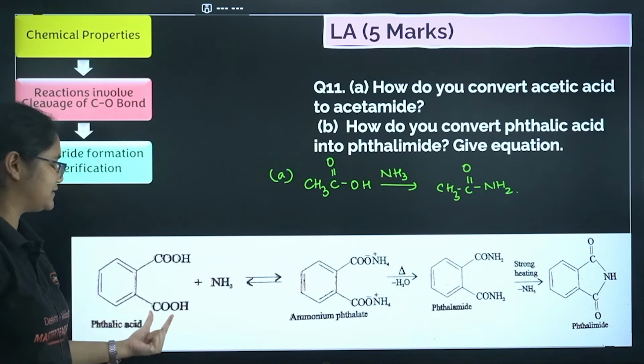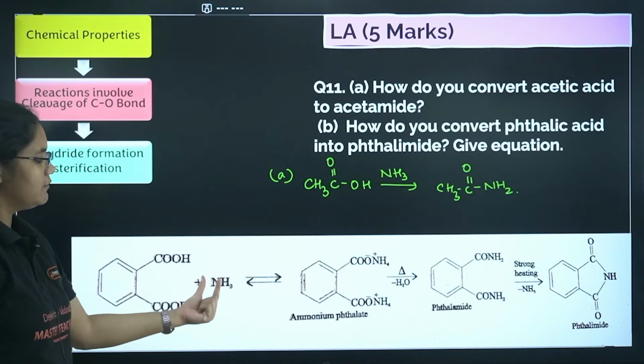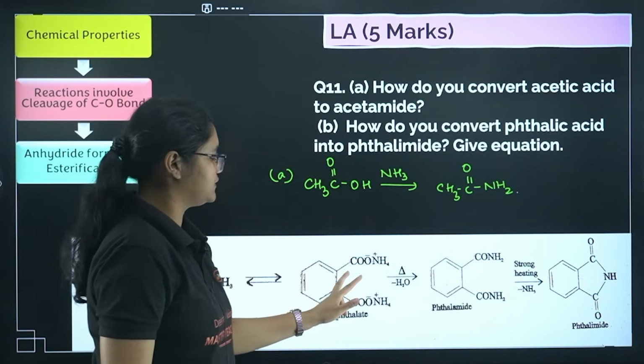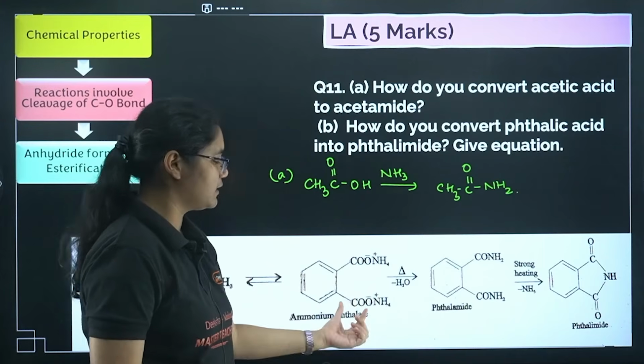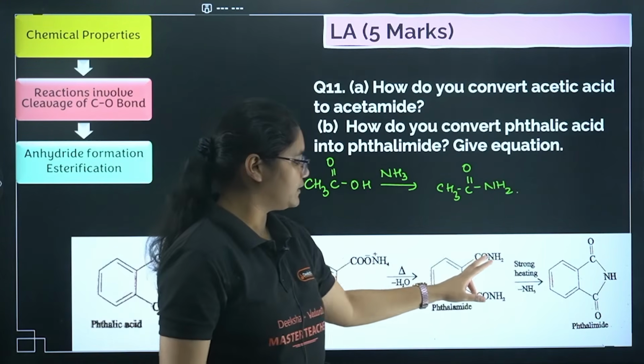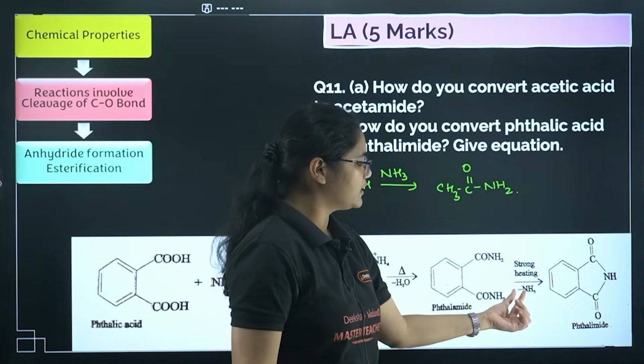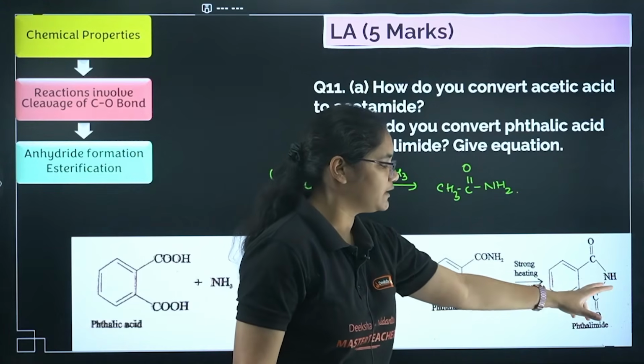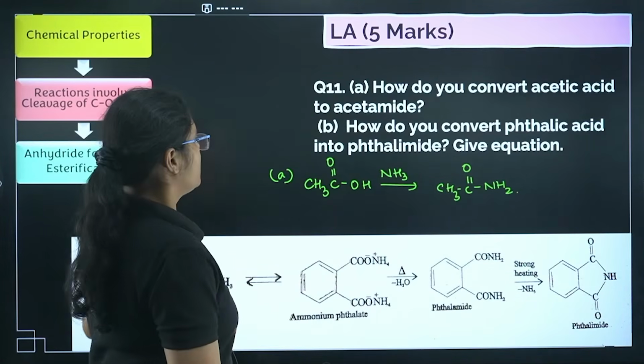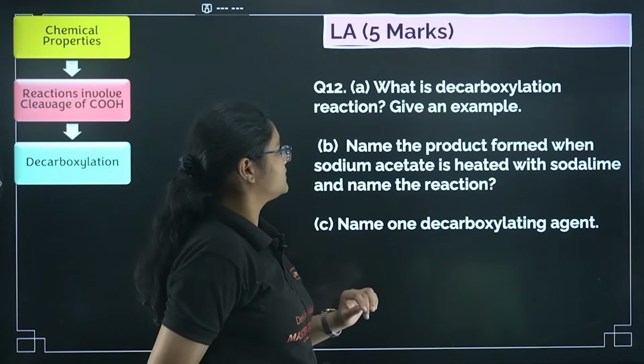So if you have acid group with ammonia, you will get here CONH4 and this one. Then with dehydration you will get amides, and then with strong heating ammonia will be released and you will get phthalimide. Okay.